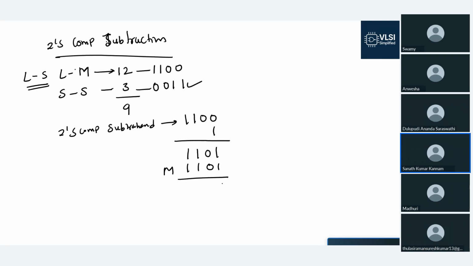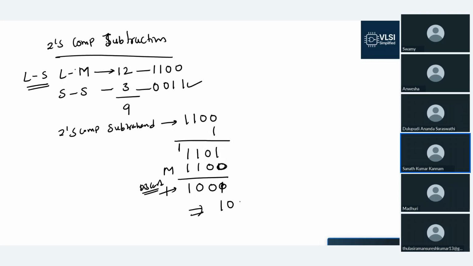1101. You add, you are getting 0. 1 plus 1 is 0. Add it to the minuend. This is 0, so 1 plus 0 is how much? 1. And this is 0. 1 plus 1 is 0. And 1 plus 1 plus 1 is 1. You are getting a carry. So discard the carry. Here you need to discard the carry. In 1's complement, we added the carry to the LSB, no? Here you need to discard the carry.